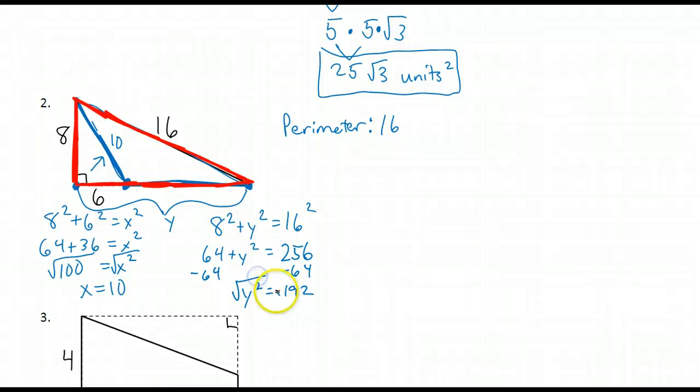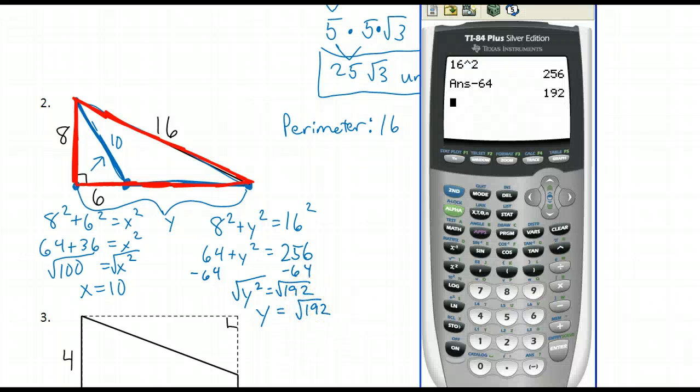So y is going to equal the square root of 192. I need to simplify 192. So I'm going to find a perfect square that divides 192. I'm going to start with a big perfect square, like 144. Nope. My next smallest perfect square is 121.